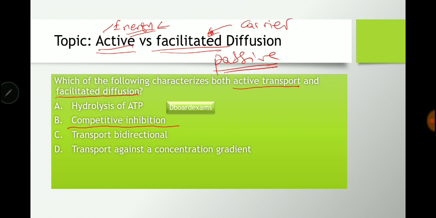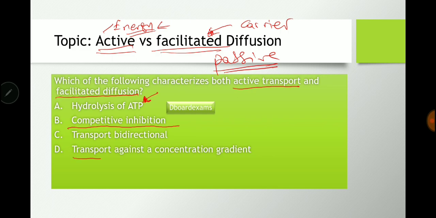Why is A wrong? Because hydrolysis of ATP is energy, remember that, when you hydrolyze ATP, you are spending energy. So this is active, okay, which is not correct for facilitated diffusion. So A is wrong. C, transport bidirectional. So this is wrong. It's not a two-way street whereby the molecule comes in and then comes out in the same transport. It's not bidirectional, especially for active transport.